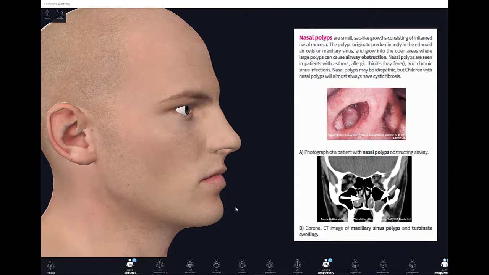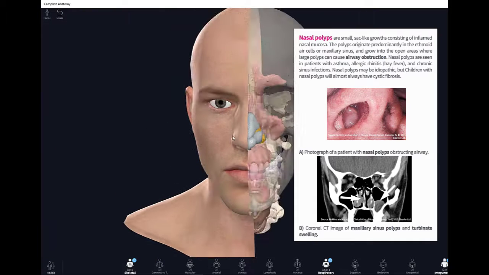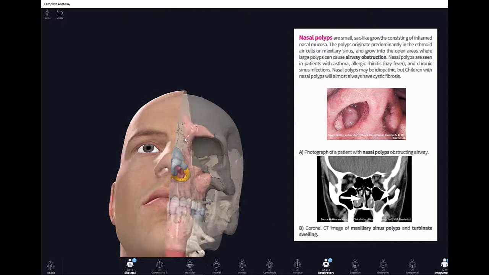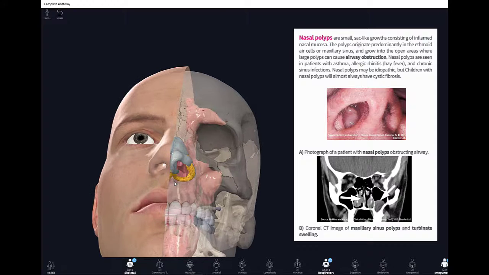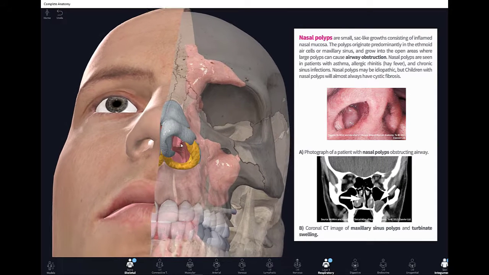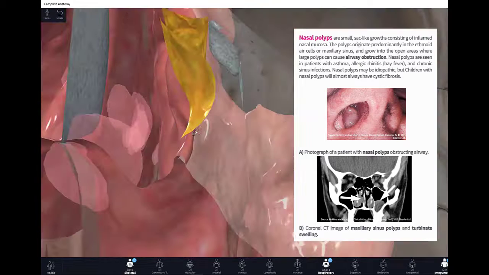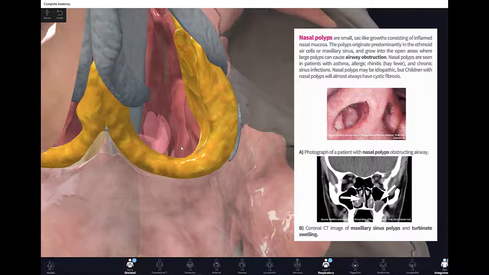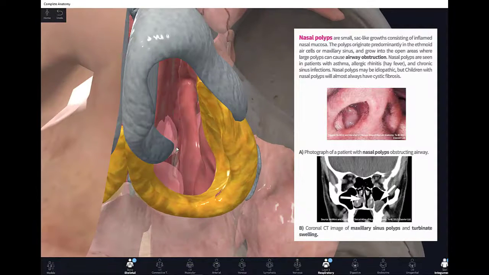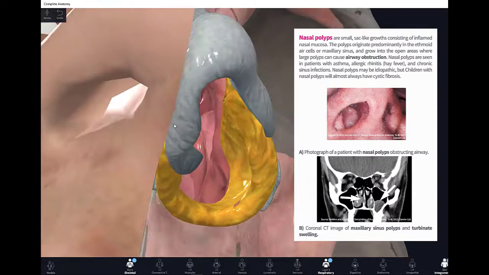In this brief clinical correlation, we'll be talking about nasal polyps. Nasal polyps are small sacs or little outgrowths. They consist of inflamed nasal mucosa. Usually these polyps will originate, as you can see in here, we have tried to put some little growths into the nasal cavity.